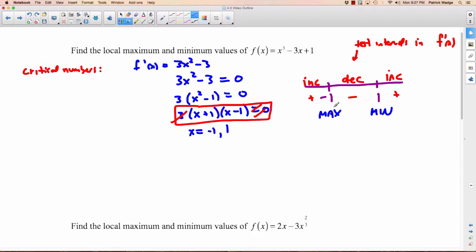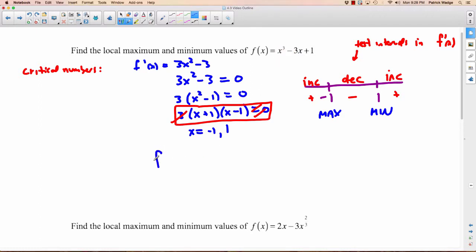Well, you're going to plug -1 into what? Don't plug it into f prime of x. You know what you get when you plug -1 or 1 into here. You get 0. That's not what we want. We want to know in the function itself, if you have an x value of -1 or 1, what's the y value? What's the output value? So you're going to plug those values into f of x.